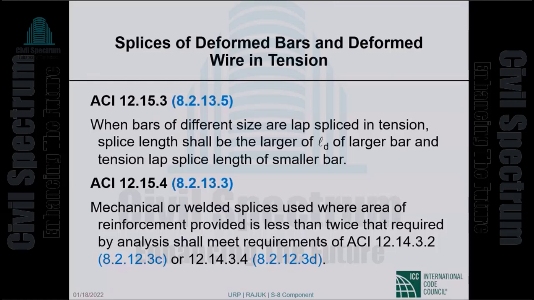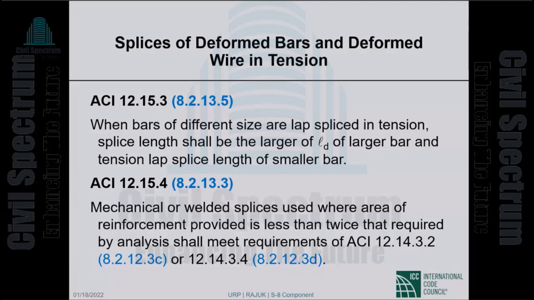Okay. I will read it one more time because this is extremely important, and please pay attention. When bars of different sizes are lap spliced in tension, splice length shall be the larger of the development length of the larger bar and the tension lap splice length of the smaller bar.